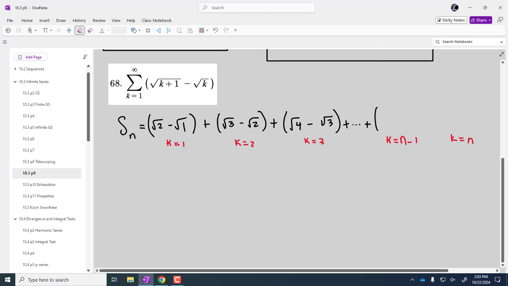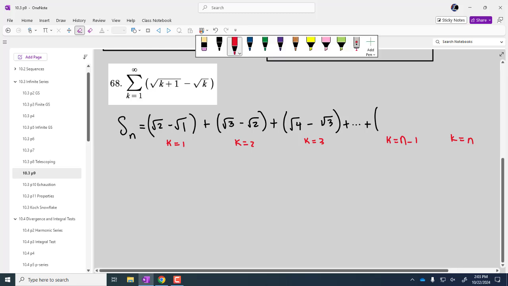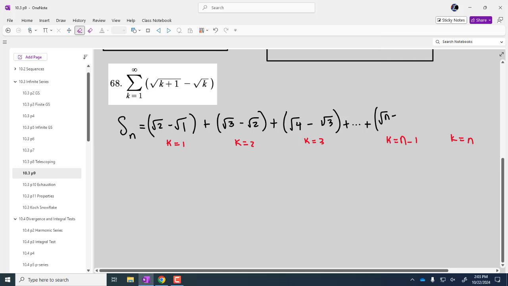The index value is n minus 1. This coefficient will be called a sub n minus 1. So let's plug in n minus 1 in there. We'll get the square root of n minus the square root of n minus 1. And then for the very last term in S sub n, we are going to have the square root of n plus 1 minus the square root of n. So that is S sub n.